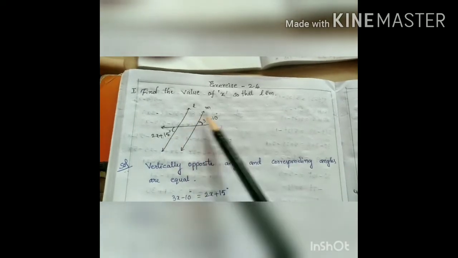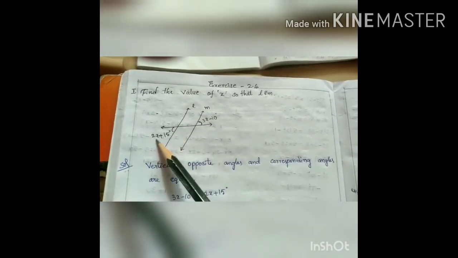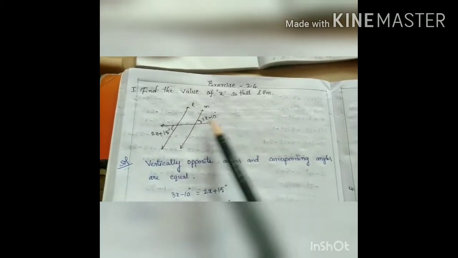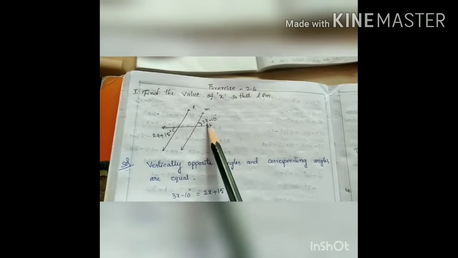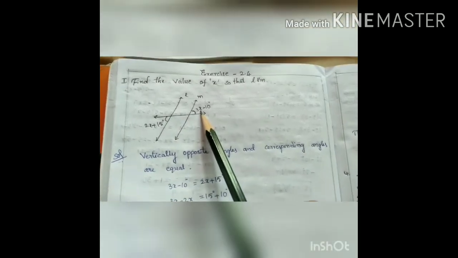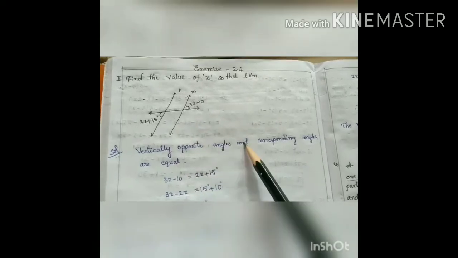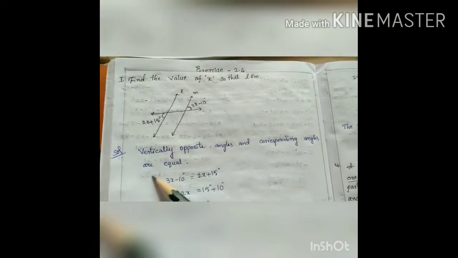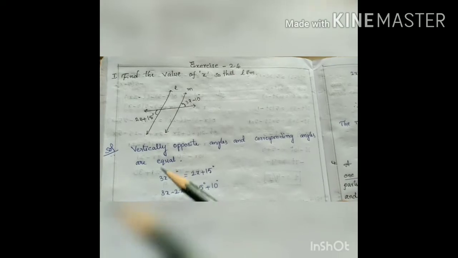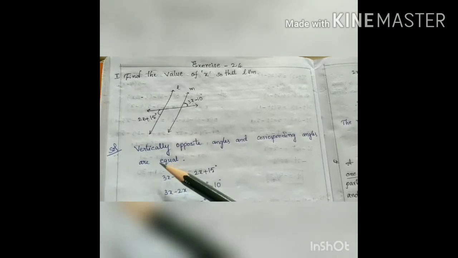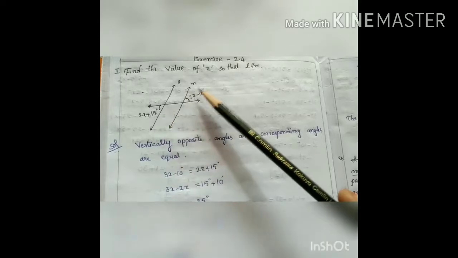L and M are parallel lines, and the angles are 2x plus 15 degrees and 3x minus 10 degrees. They are opposite angles. So here it is a solution. Vertically opposite angles and corresponding angles are equal. It is the rule of parallel lines. Vertically opposite angles are equal and corresponding angles are equal.